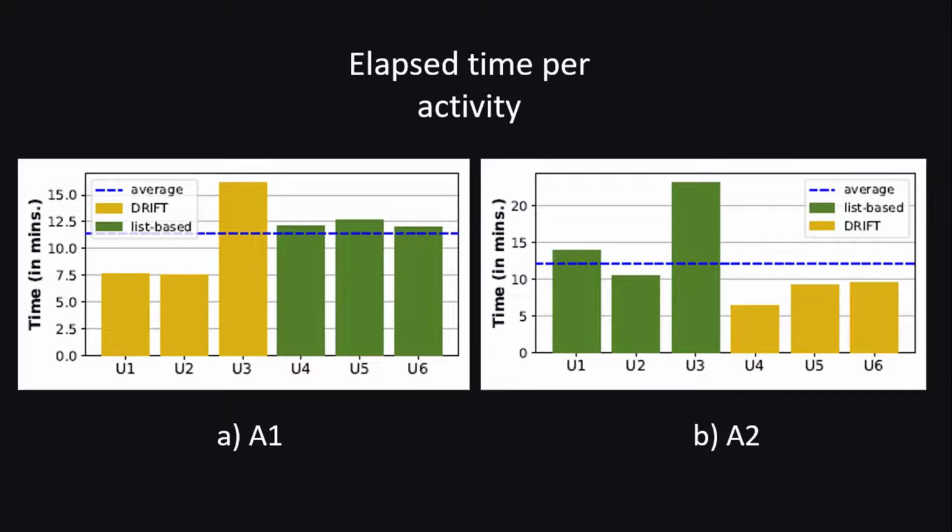Elapsed time per activity. In Figure 8a, we notice that list-based users spent almost the same time to perform this task. In Figure 8b, one can rapidly notice that Drift users obtained the 3 lowest times for this activity. Based on our evaluation, we confirm our initial hypothesis: users of Drift will spend less time answering questions that require a global analysis of the corpus, with no significant loss in precision.